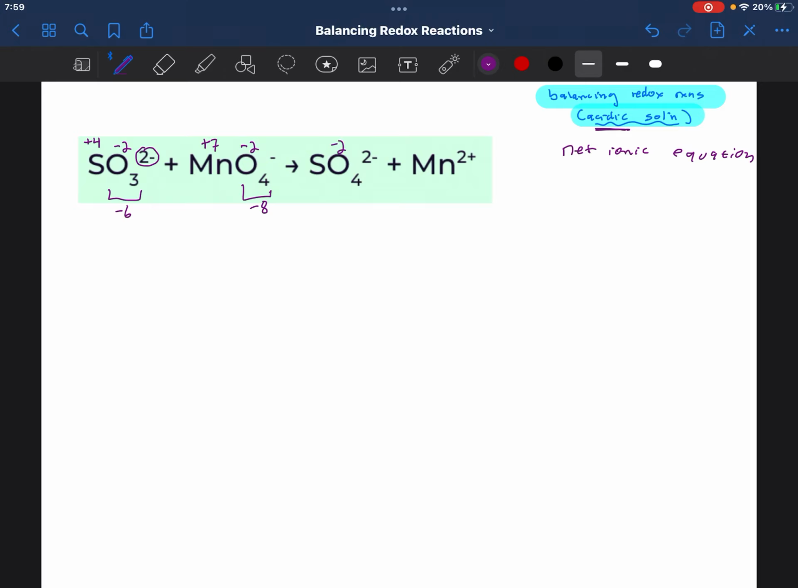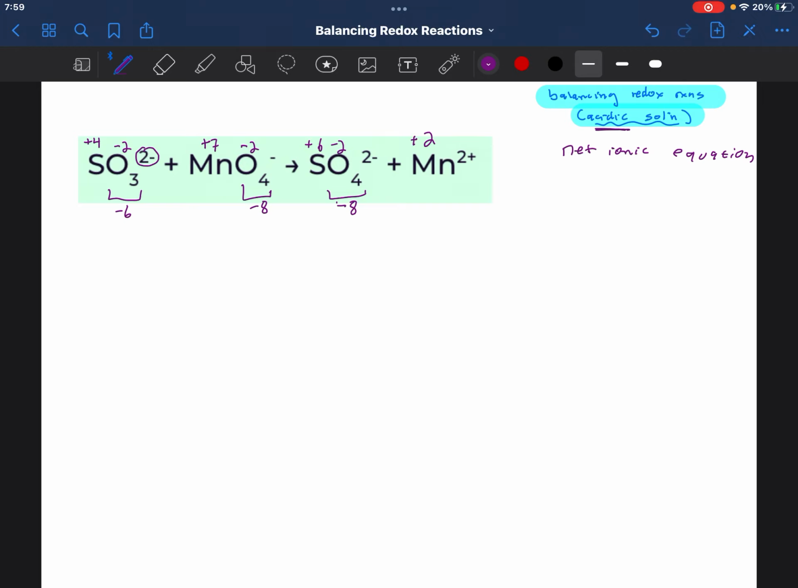SO4 2-, oxygen is -2, -8, sulfur is +6. And that's what gets me to the 2- for sulfate there. Manganese, they already tell us, is an ion with 2+. That means that its oxidation state is +2.